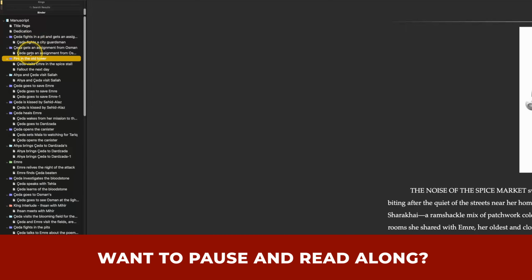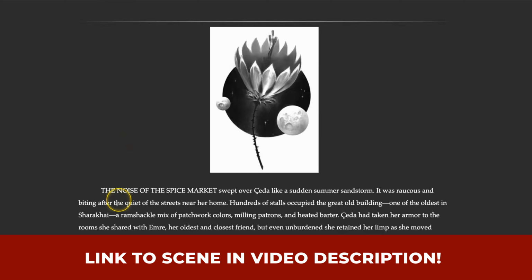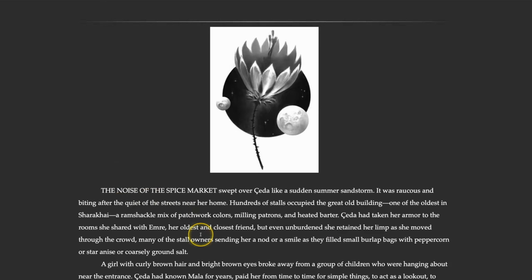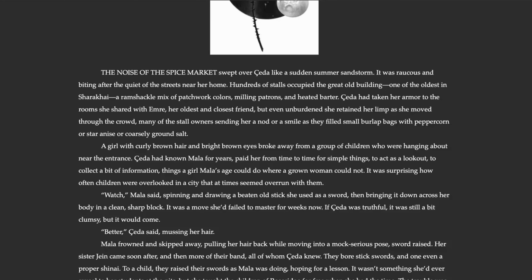This is chapter 3, where Cheta meets up with Emery and they go through the spice market into this old tower. I'm going to get rid of the binder for the time being because I'm going to focus on just this scene. And it's in a chapter that starts with a smaller scene where Cheta is training a young girl named Mala. As a way for Cheta to give back to the community, she's started to train other people in how to use the swords, especially young girls.